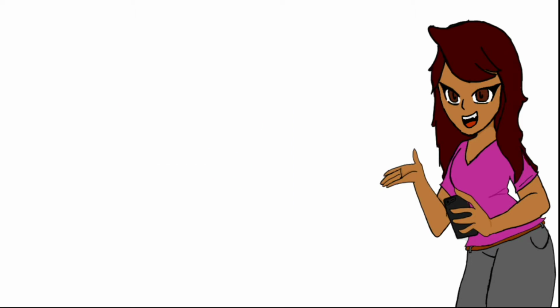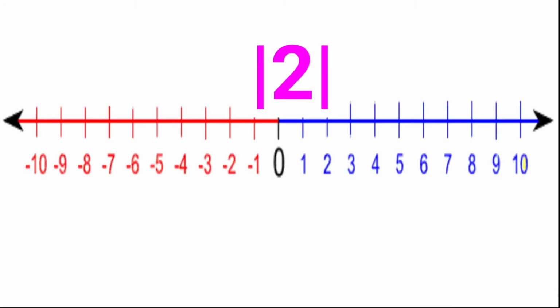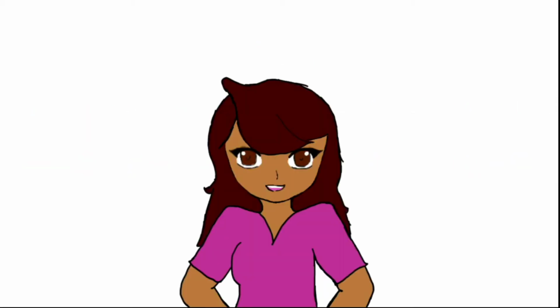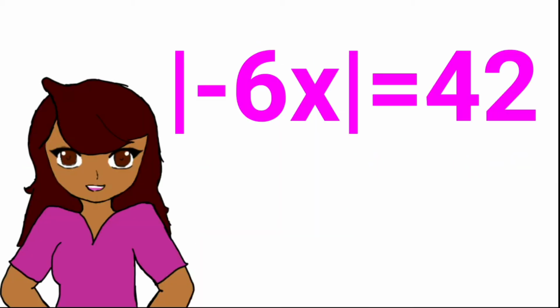Essentially, absolute value is expressing the number of units that it'll take for a number to get to 0 on a number line. For example, let's say we have the absolute value of 2. It'll take 2 units to get to 0. Now, let's say you have negative 2. It would still be 2 because you're taking 2 units to get to 0. Make sense? Let's try to solve this one to dip our toes in the water.